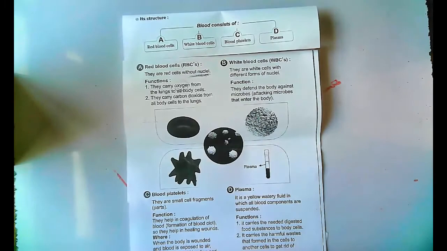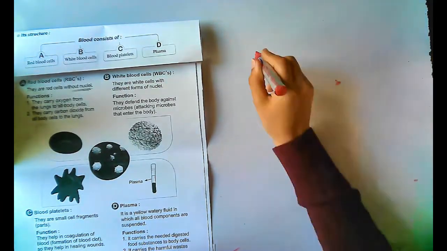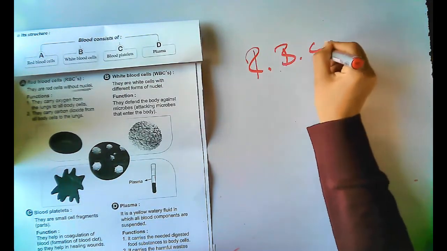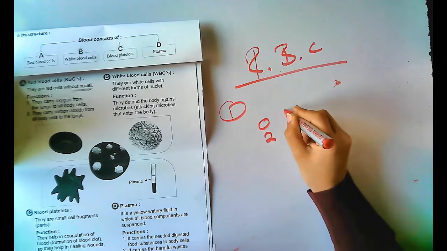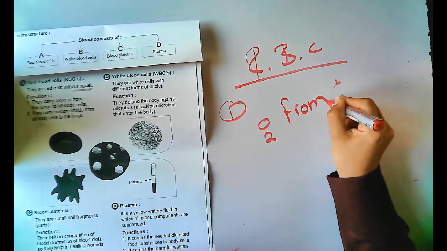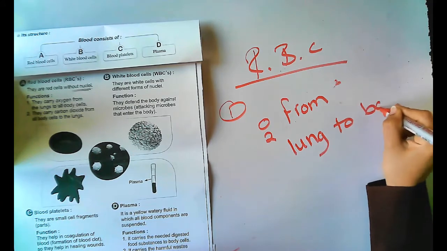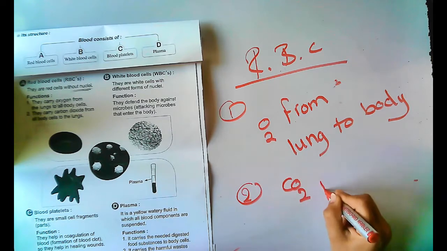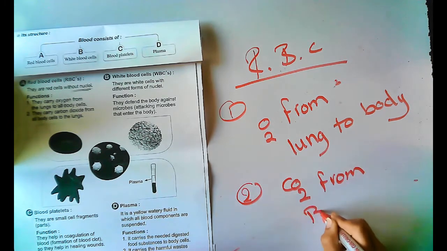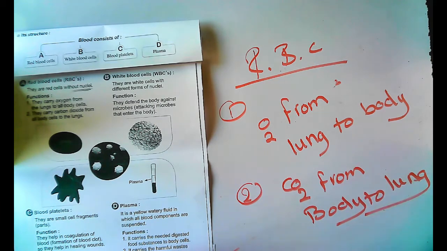Again, I want to discuss this point. Red blood cell: number one, carry oxygen from lung to body. Number two, carry CO2 from body to lung. Okay, that's clear.